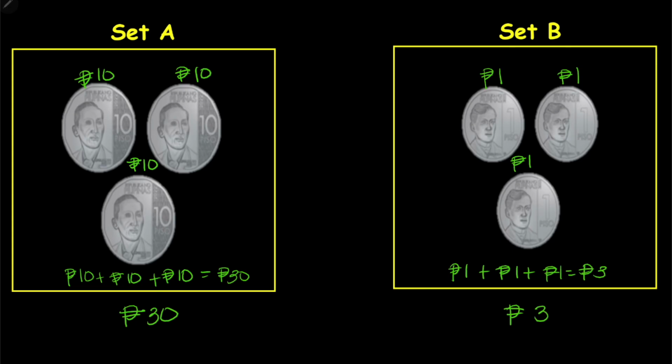Which one is bigger, 30 pesos or 3 pesos? 30 pesos is bigger. So therefore, we have 30 pesos is greater than 3 pesos.